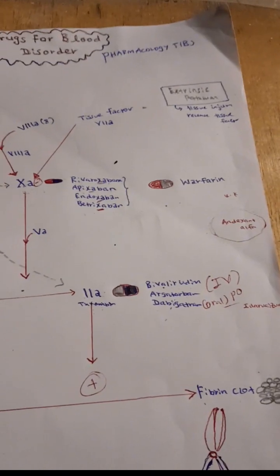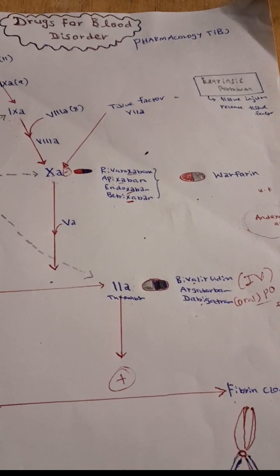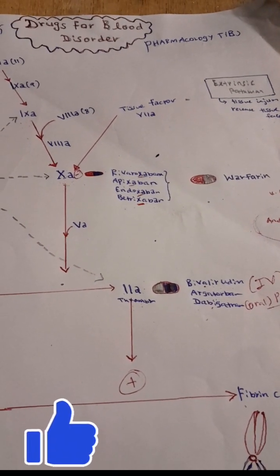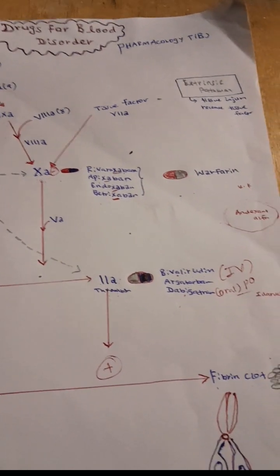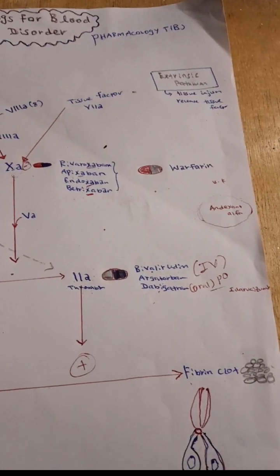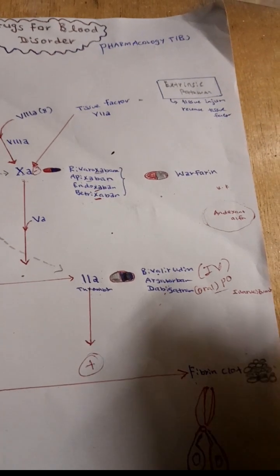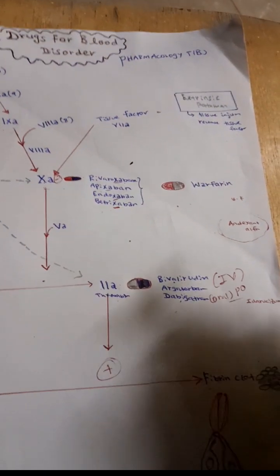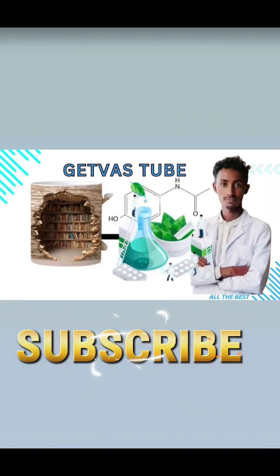And also we have seen warfarin. We know warfarin is a long-acting anticoagulant. It is a vitamin K competitive inhibitor, inhibiting the enzyme vitamin K epoxide reductase. It reduces the levels of vitamin K, and vitamin K is responsible for the formation of different clotting factors.